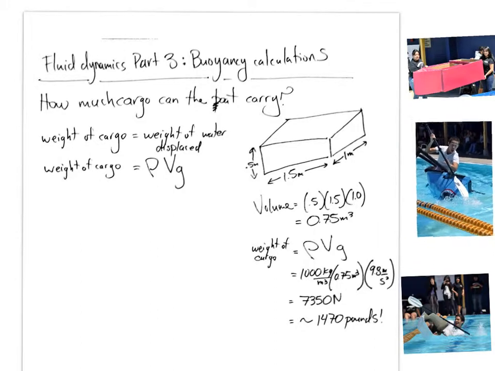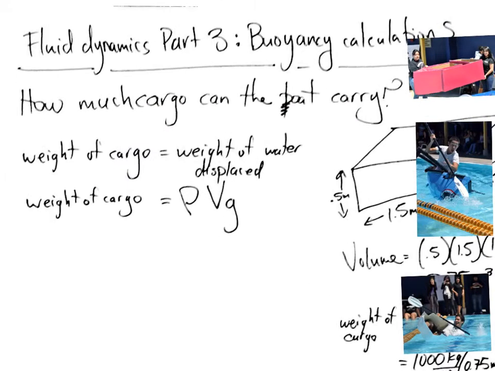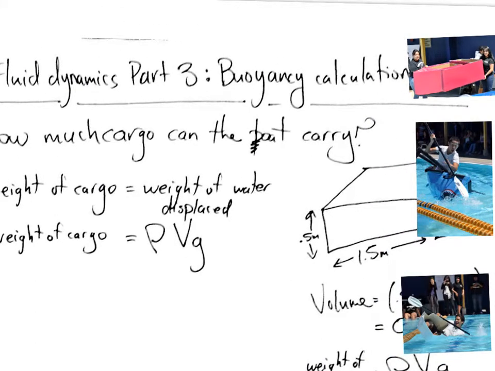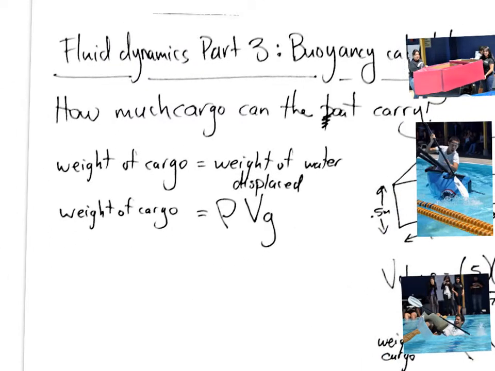So that's our question here. We're going to assume the simplest model for the boat is just a rectangle. It would be pretty hard to paddle, but for this question, calculating the volume will be pretty straightforward. So how much cargo, meaning weight, can the boat carry? When we're considering how much weight it can carry, the weight of the cargo has to be equal to the weight of the water displaced.